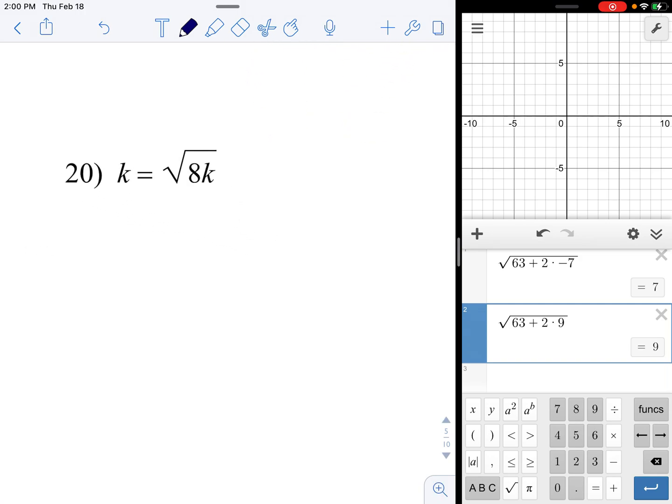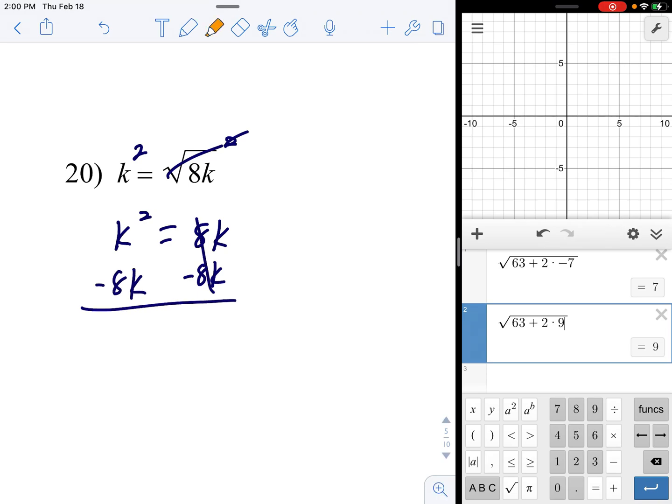There it is. And let's do number 20, and we will be done. Okay, this one looks a little different, but still we've got a variable on one side, square root on the other. So let's square both sides. Cancels that out. K squared equals 8k. Again, we want one side to be 0. I'm going to go ahead and subtract 8k from both sides. K squared minus 8k. Those are not like terms. You cannot combine them. You just write down k squared minus 8k. The other side is a 0.